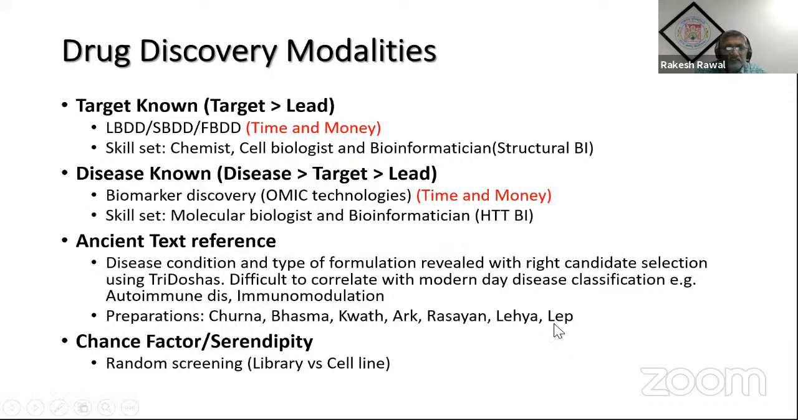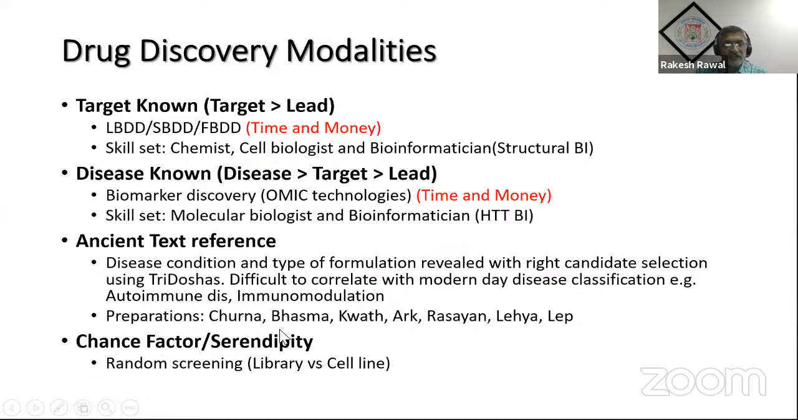And these are in different forms or preparations. Churna, that is powder. Bhasma is even the superfine powder of that. Quath is an extract of that. Ark is again the decoction part of that. Prasayana, Leha, Lepa. So these are the various forms in which this Ayurvedic system of medicine is prepared and distributed.